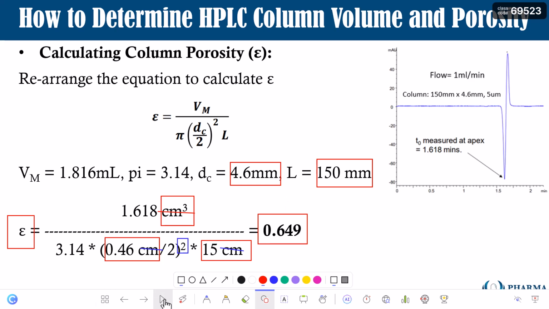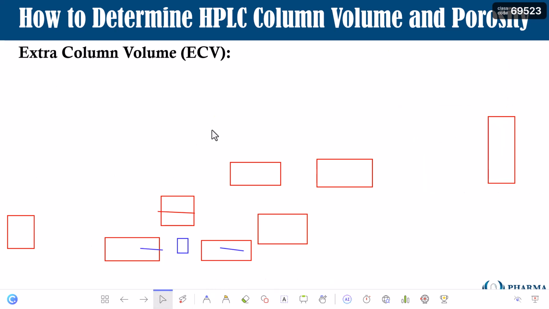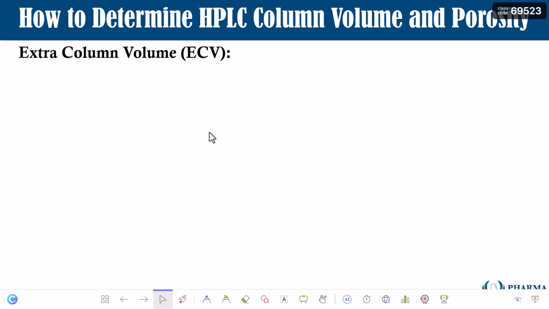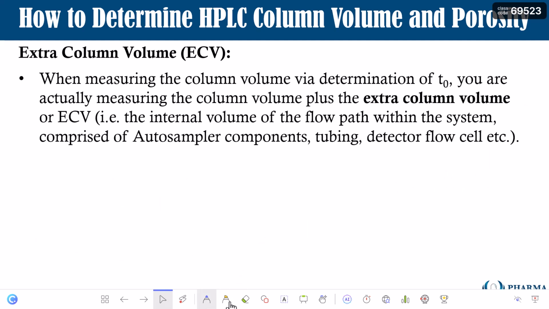Now moving ahead, when I inject this particular uracil, an unretained compound in the mobile phase, this T0 will also include some additional extra column volume. It is not only because of the column volume present inside the column, but this T0 can also be because of the extra column volume. So I'm going to introduce a new term to you, called the extra column volume or ECV. So what is the ECV, by the way?